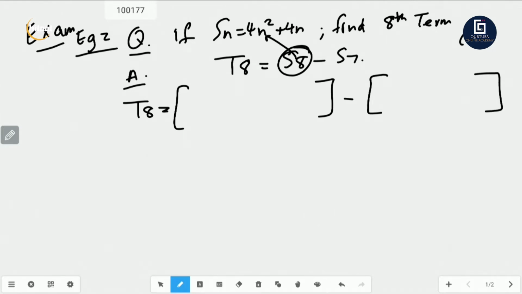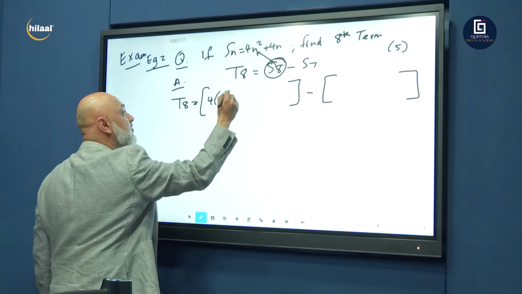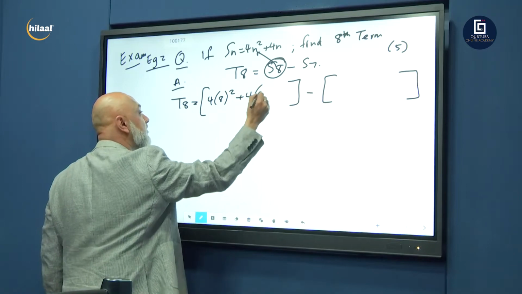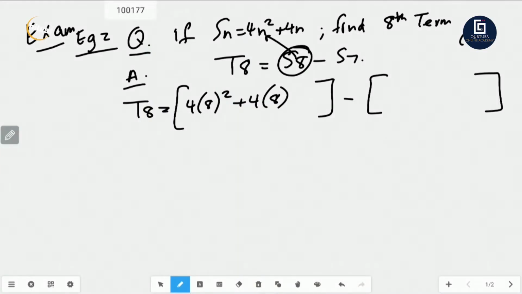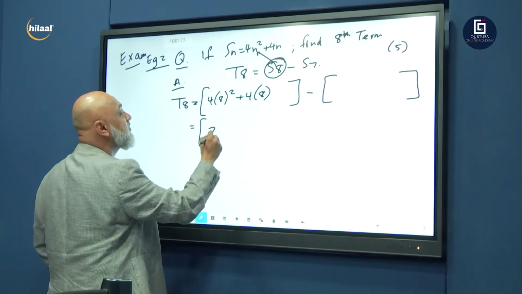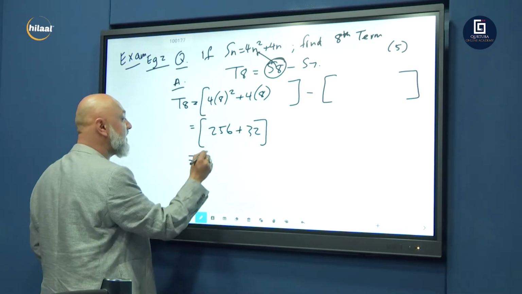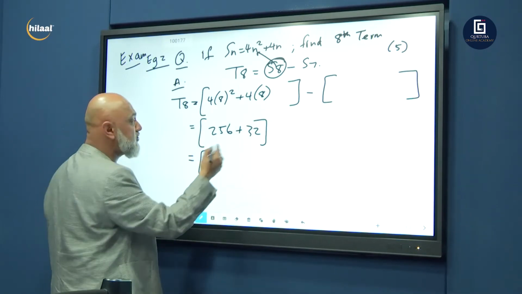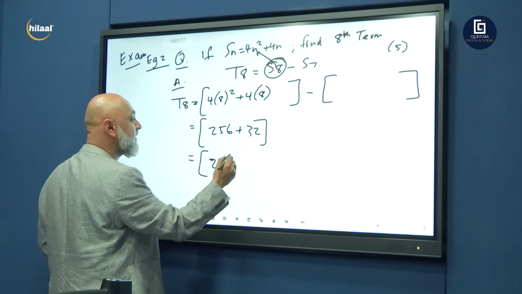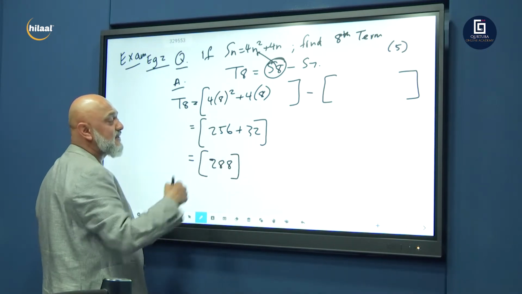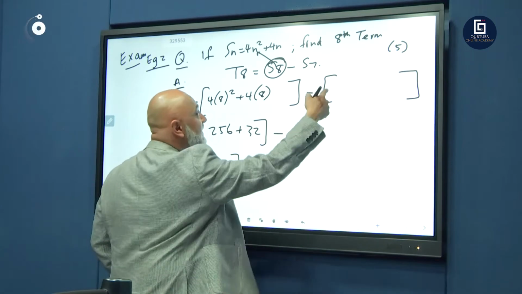So the sum of 8 would be 4 into 8 squared plus 4 into 8. Let's work this one out on this side here. So 8 squared is 64. 64 times 4 is 256 plus 32. That is equal to 288. That's the sum of 8. Minus the sum of 7.